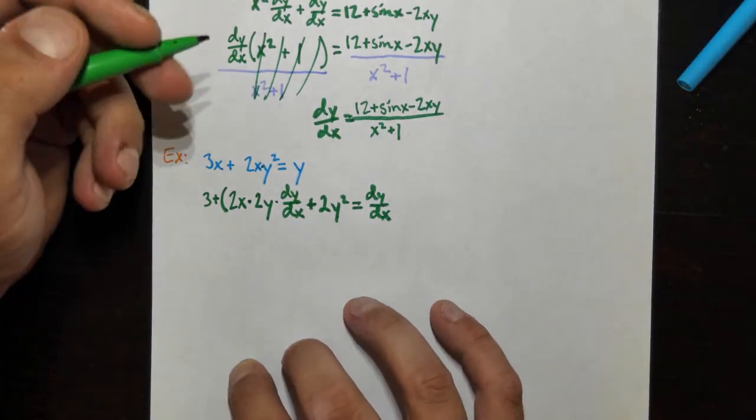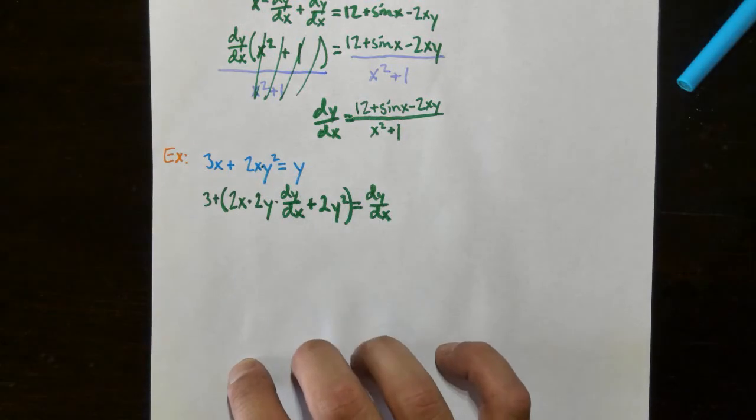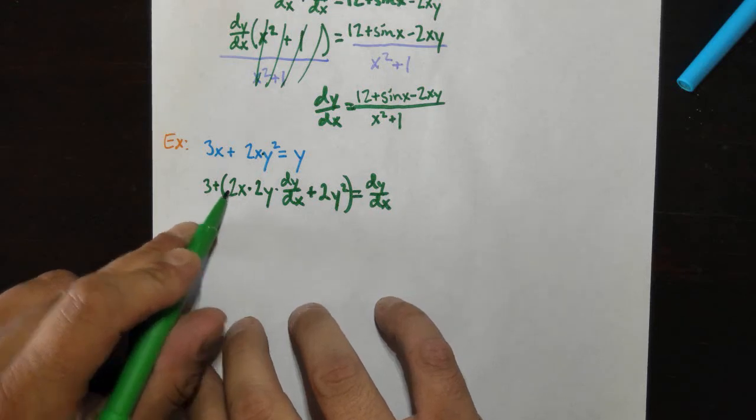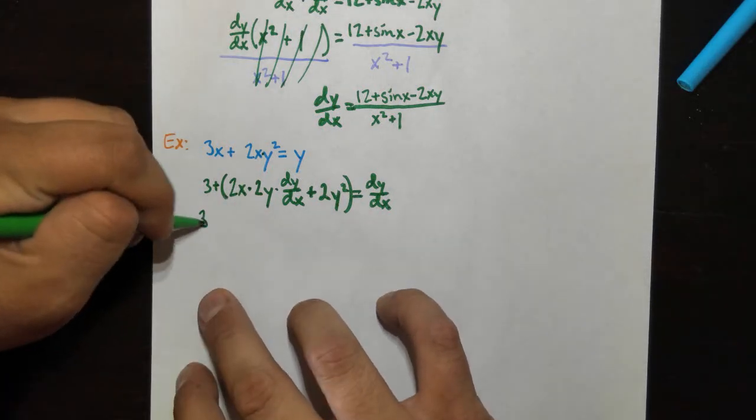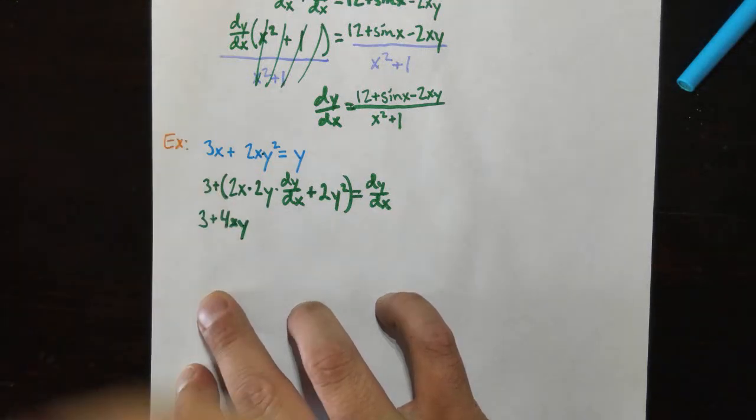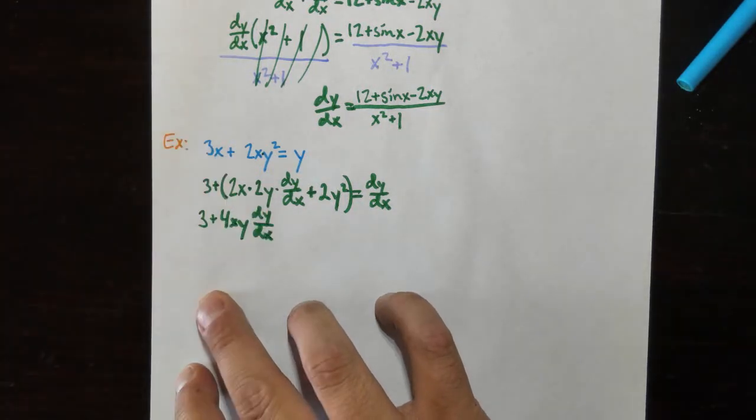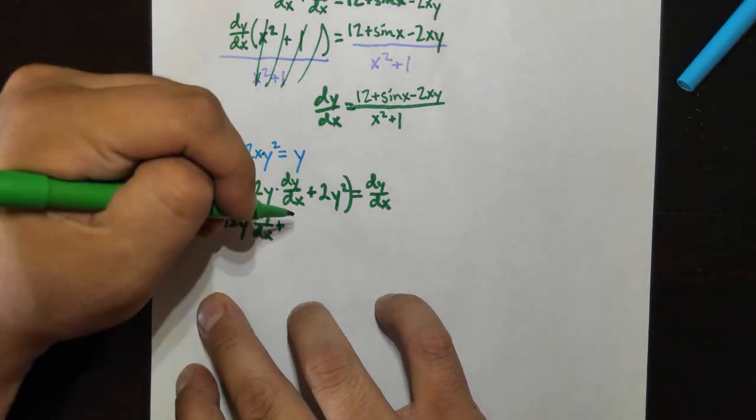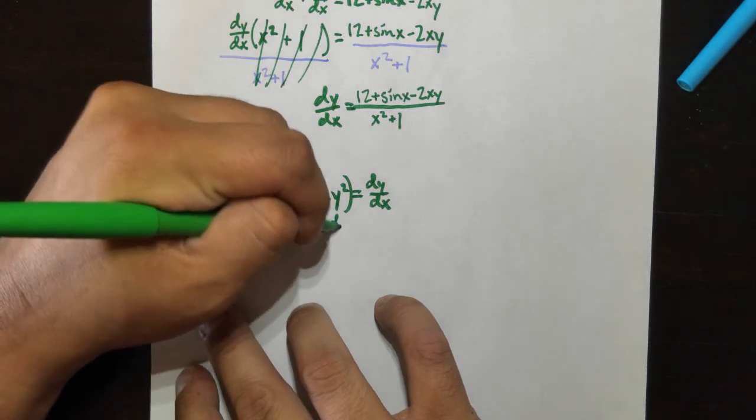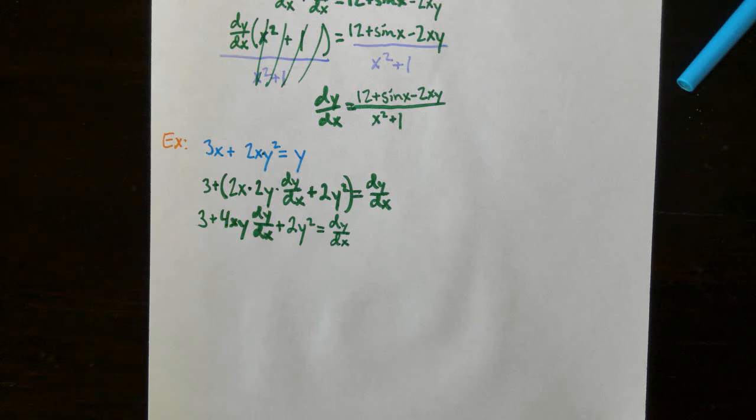Oh, I forgot my end of my parentheses right there. Okay. So now let's get rid of the parentheses. We don't need to do anything here. I'm going to simplify this part. It's going to be 3 plus, I'm going to call this 4xy, if that's okay. I'm just multiplying them together. dy dx plus 2y squared equals dy dx.